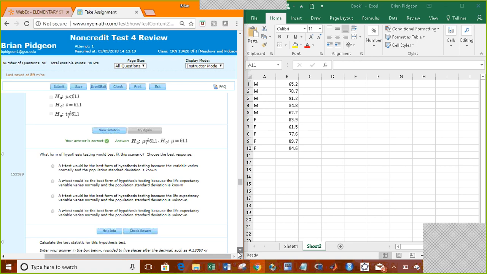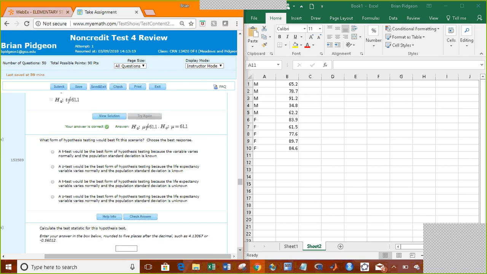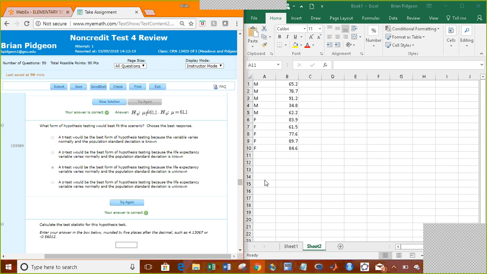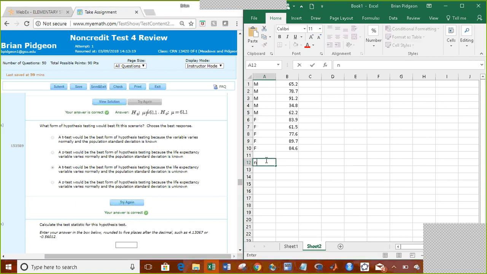Alright, so what kind of hypothesis testing would best fit this scenario? Well, it's a t-test because the variable varies normally and the population standard deviation is unknown. So we'll do this one. Good. So in this case, our n is 10, 5 men and 5 women. We need to find our x-bar and we need to find our standard deviation.